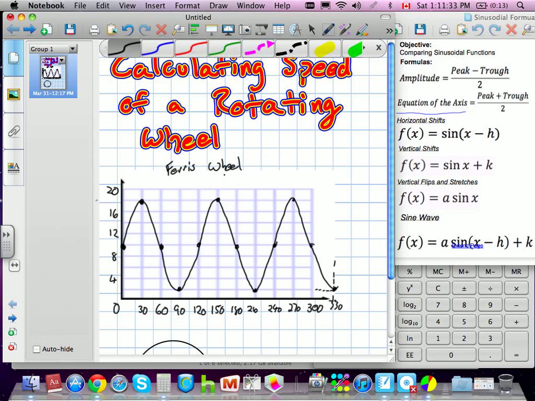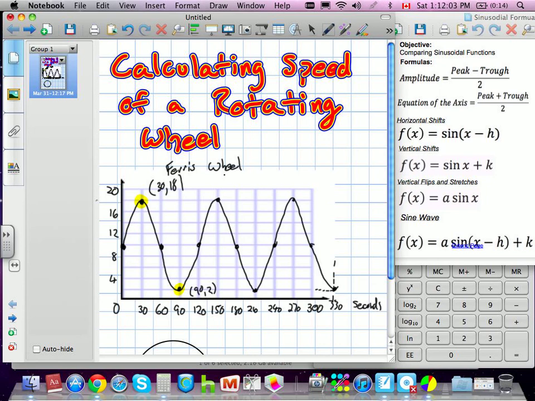Okay, so what would the peak be on this Ferris wheel? Yeah, our peak's going to be here at 18. And where's our trough going to be? 2. So, very important. In fact, I'm going to write the coordinates out. This would actually be (30, 18), because our x is 30, and this one would be (90, 2). We'll call this seconds, and we'll call this feet or meters. Either one's fine. So seconds and meters. So we have our peak and our trough.